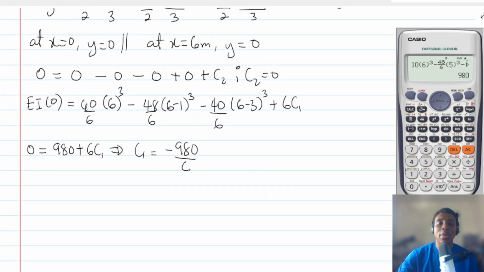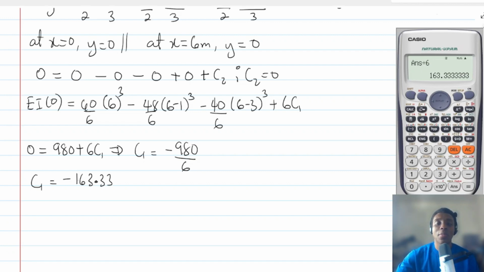So then we will divide it by 6. And what is 980 divided by 6? So minus 163.33. Okay, so that is the C1.